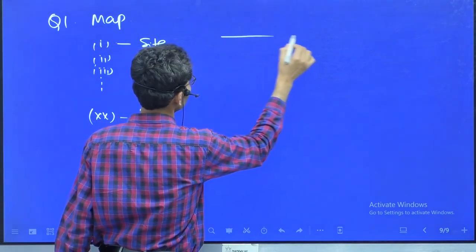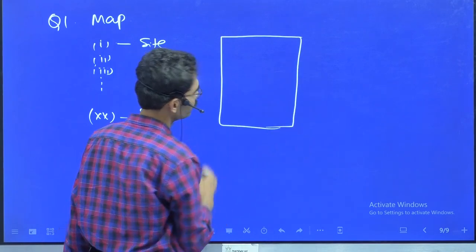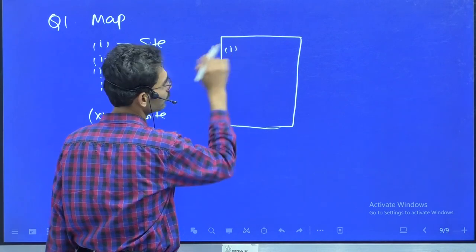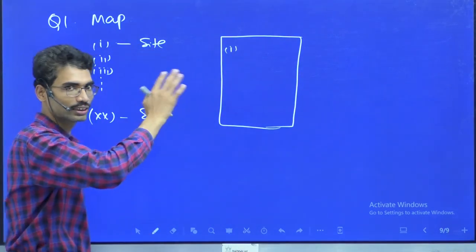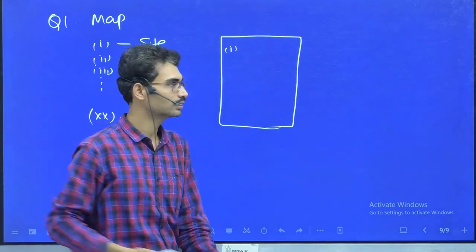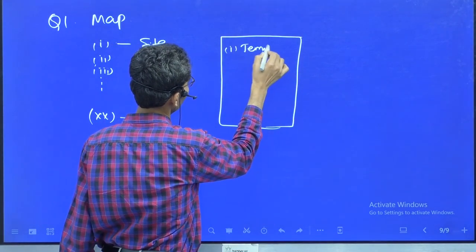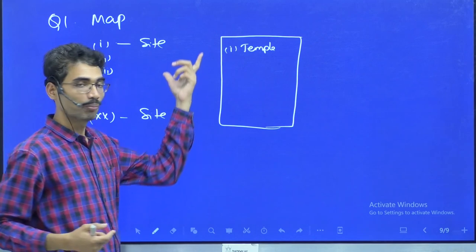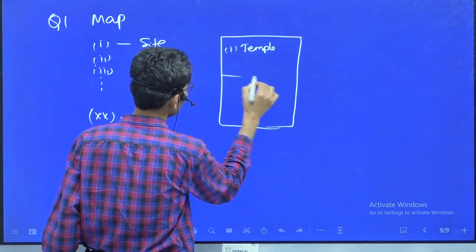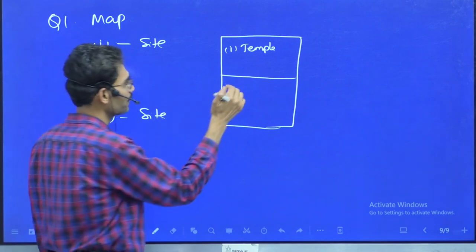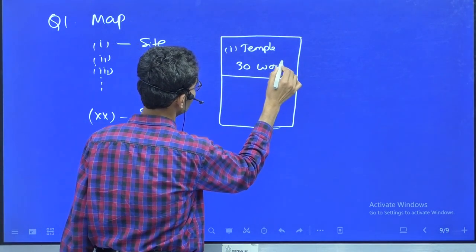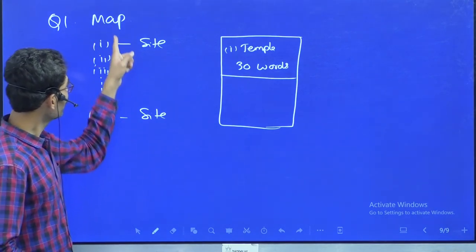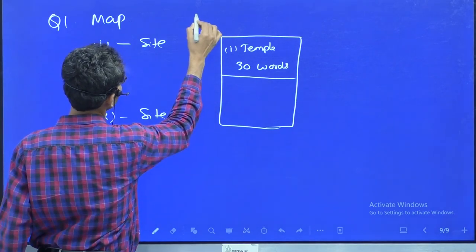And UPSC gives an answer sheet. In this answer sheet, it says Paleolithic site, Neolithic site, Megalithic site, important temple site. So it will ask anything, temple site or important trade center, important Paleolithic center. Then it will give some space. And in this space, you have to write 30 words.